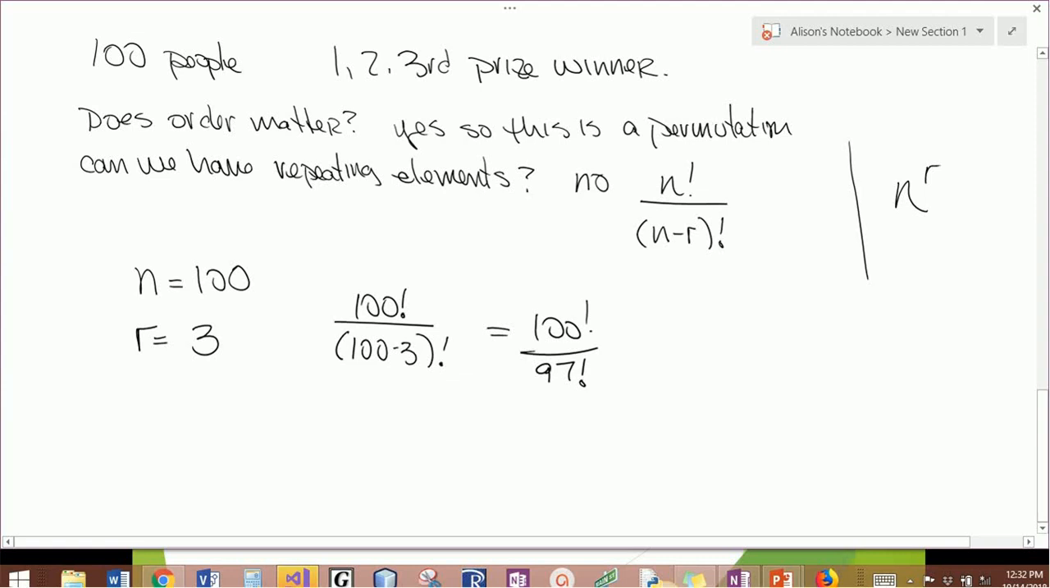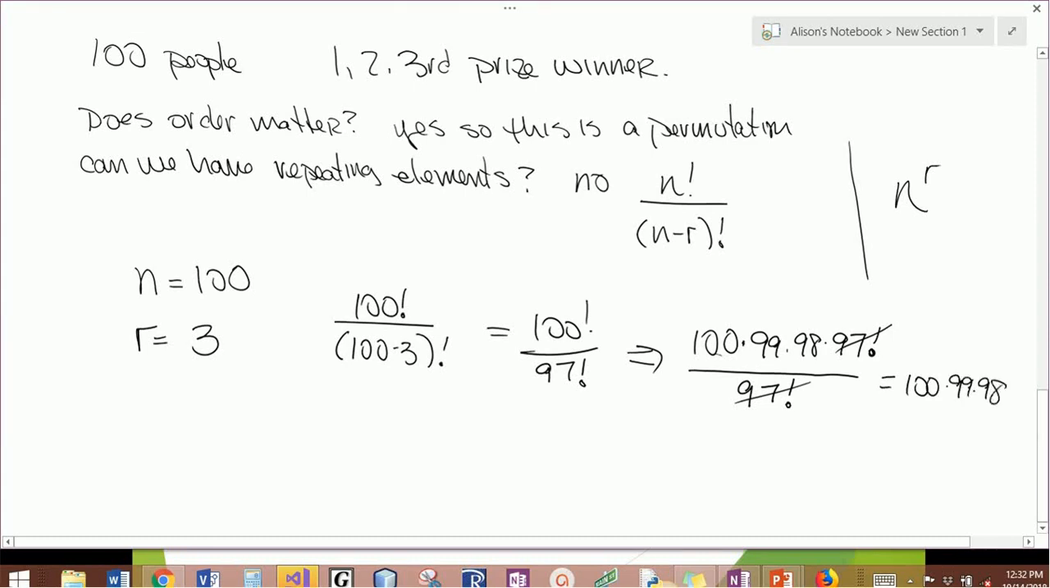Now, before you break out your calculator and you start plugging away at 100 factorial and blow your calculator out of the water, we're just going to do a little bit of simplification. Because if I remember what factorial means, it means 100 times 99 times 98 times, well, that would be 97 factorial divided by 97 factorial. And I'm pretty sure that I can simplify those two, which means that I end up with 100 times 99 times 98. And if my math does not escape me, this gives me 970,200. So there are 970,200 different ways that I can choose 3 winners out of a pool of 100 people.